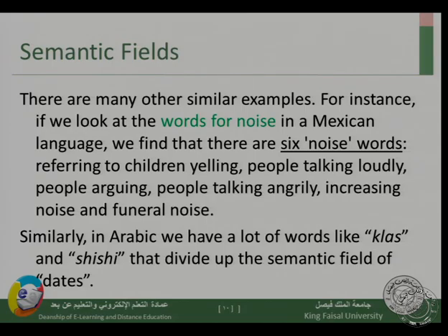So we say that the semantic field in this Mexican language of noise is divided into these 6 different words. Something a bit more familiar to us in Arabic, we have a lot of words for dates. So we have a word like khlas and other words that divide up the semantic field of dates in Arabic. But when you compare to other languages, they might not have as many words for dates as we have, and so the semantic field of dates in other languages will be divided up differently.